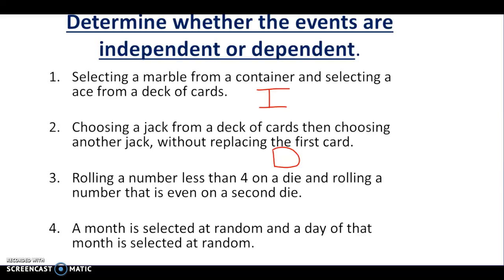Number three, rolling a number less than 4 on a die and rolling a number that is even on another die. Those have nothing to do with each other. They're totally different dice.